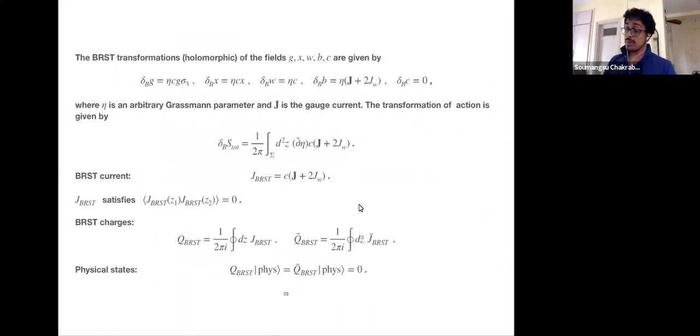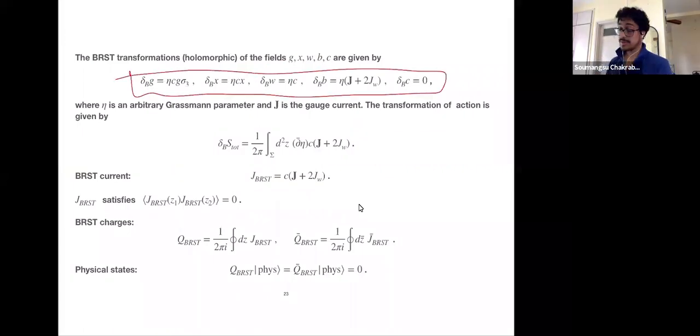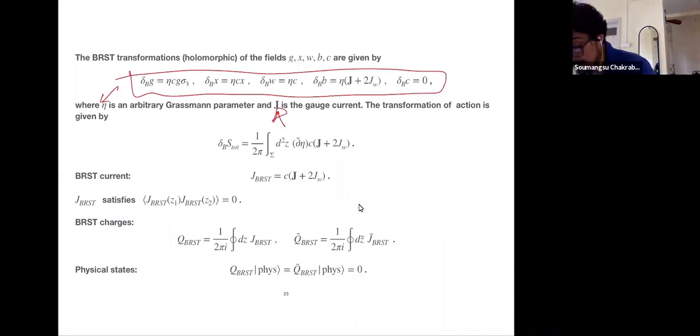Now, we do the usual BRST transformations. These are the usual BRST transformations. And this kappa eta is an arbitrary Grassmann parameter. J, I remind you, is the gauge current. And what else is there? And I think the rest I have already defined.